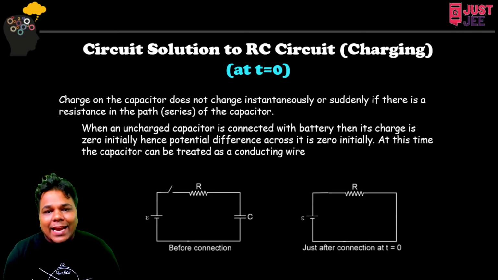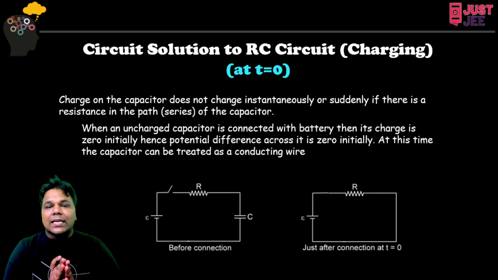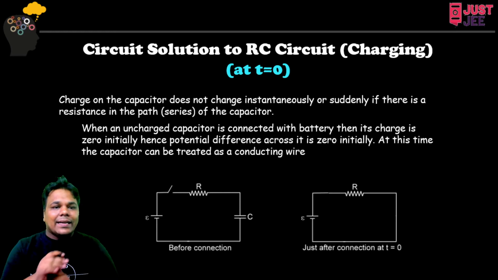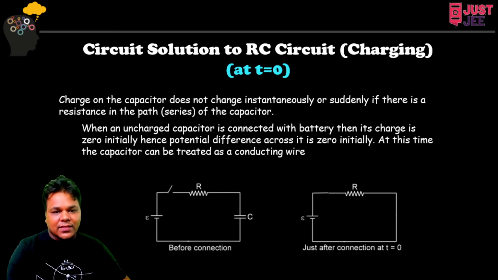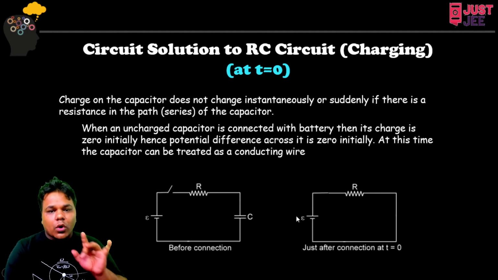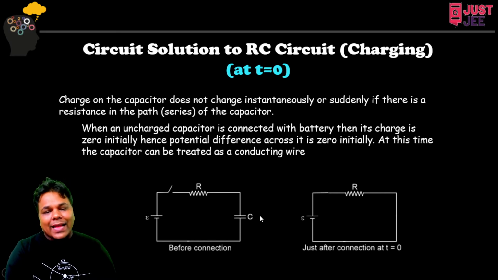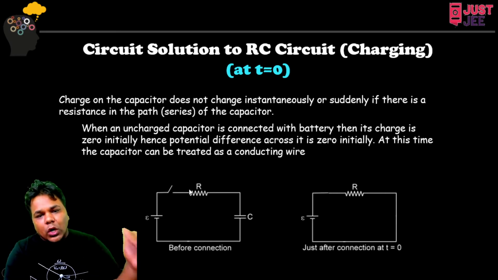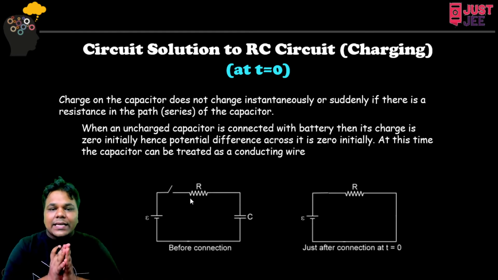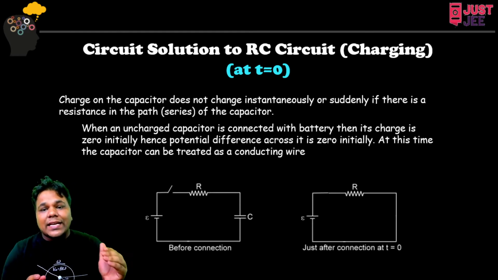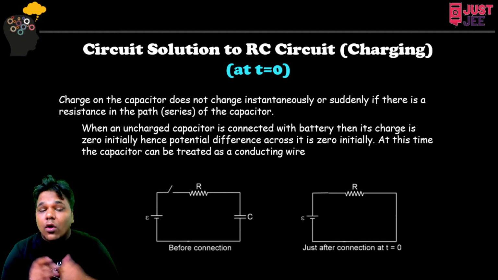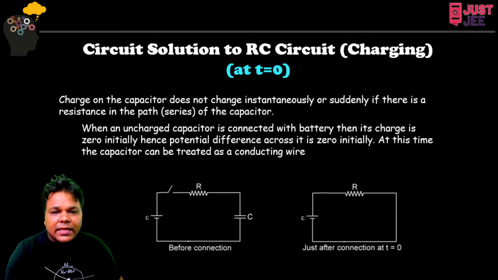First of all, let me tell you something about what an RC circuit is, and we study it in two ways: first charging and then discharging. For example, we have a capacitor here, then a resistance here, and the battery is connected to it. Are you getting my point? So capacitor, resistor, and a battery, and the capacitor is initially uncharged. As soon as I close this switch, we can see the charge on the capacitor does not change instantaneously or suddenly. Why? Because there is a resistance in this path.